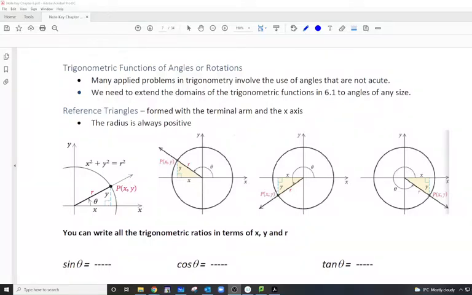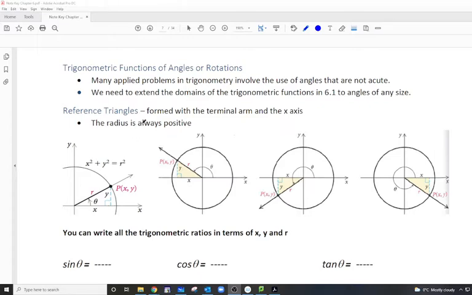Okay, so the second part of part 1 of 6.3 is that now that we've learned this language of initial side and terminal side, and that the terminal side can be in any quadrant, now we're going to start looking at triangles in any quadrant. And then in 6.3 part 2, we'll start finding exact values of these different triangles.